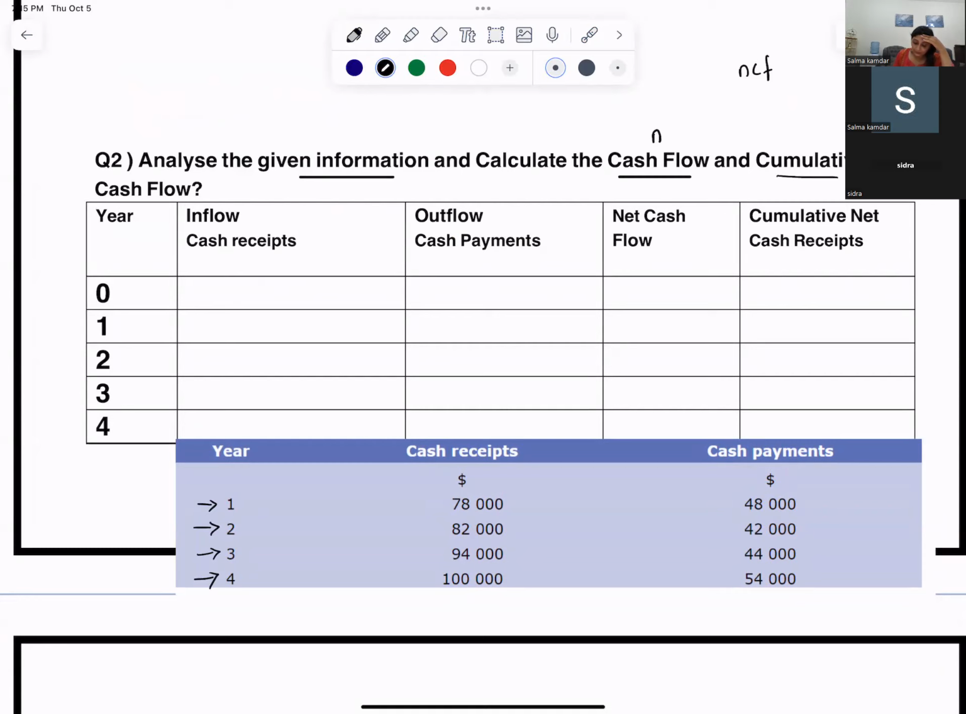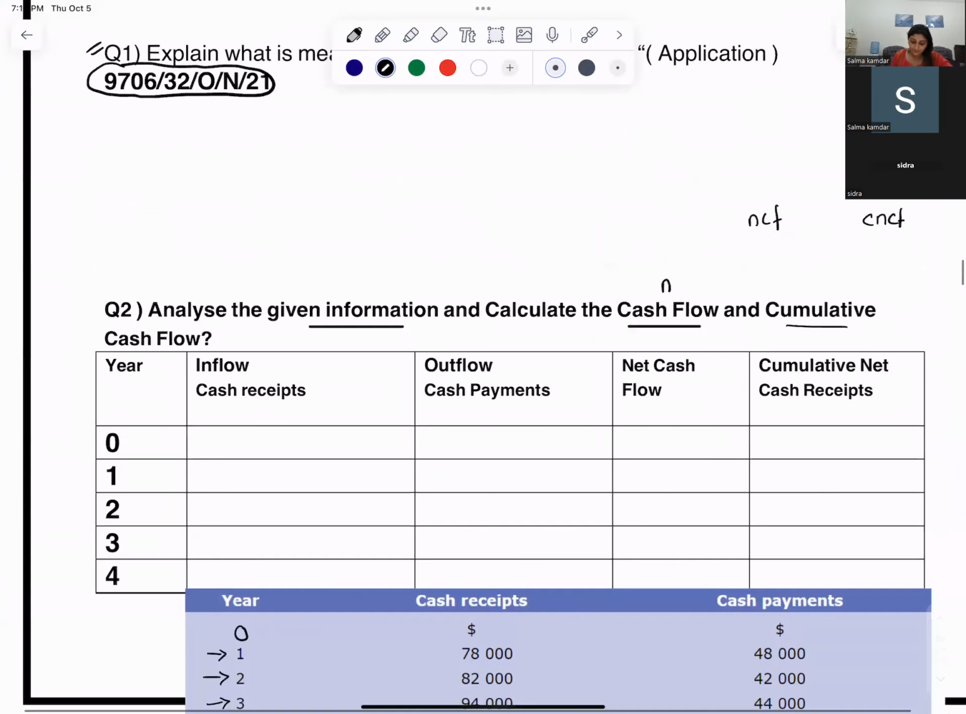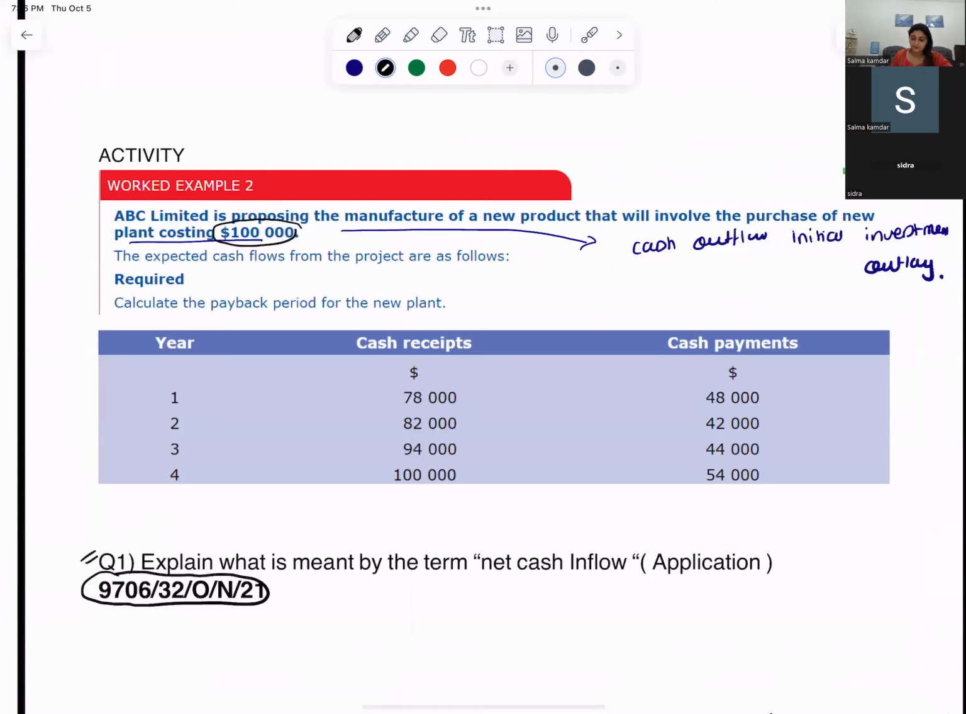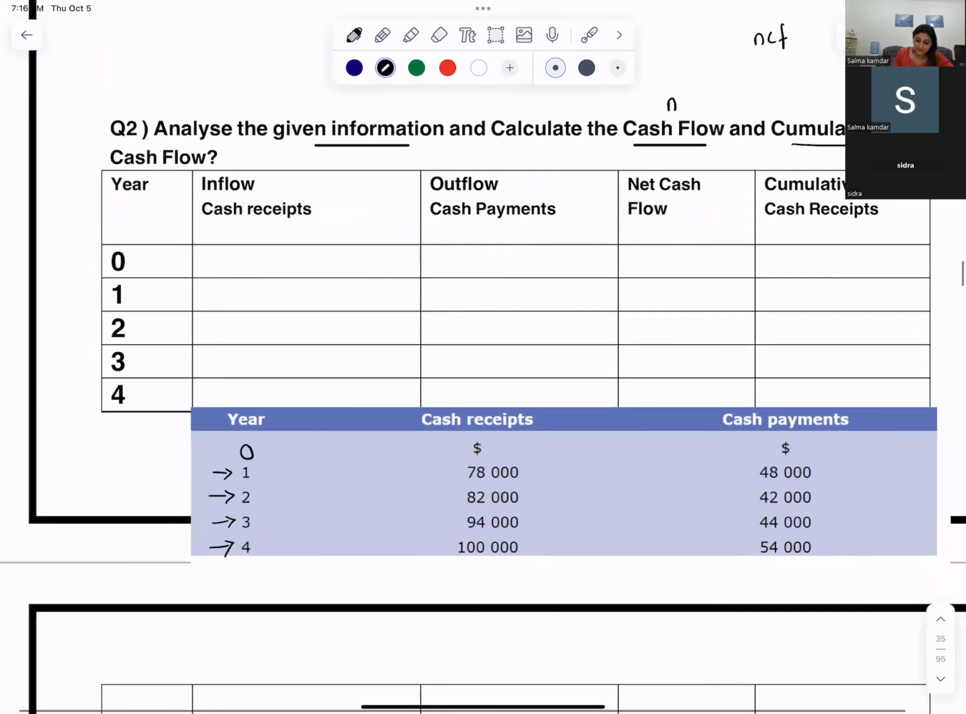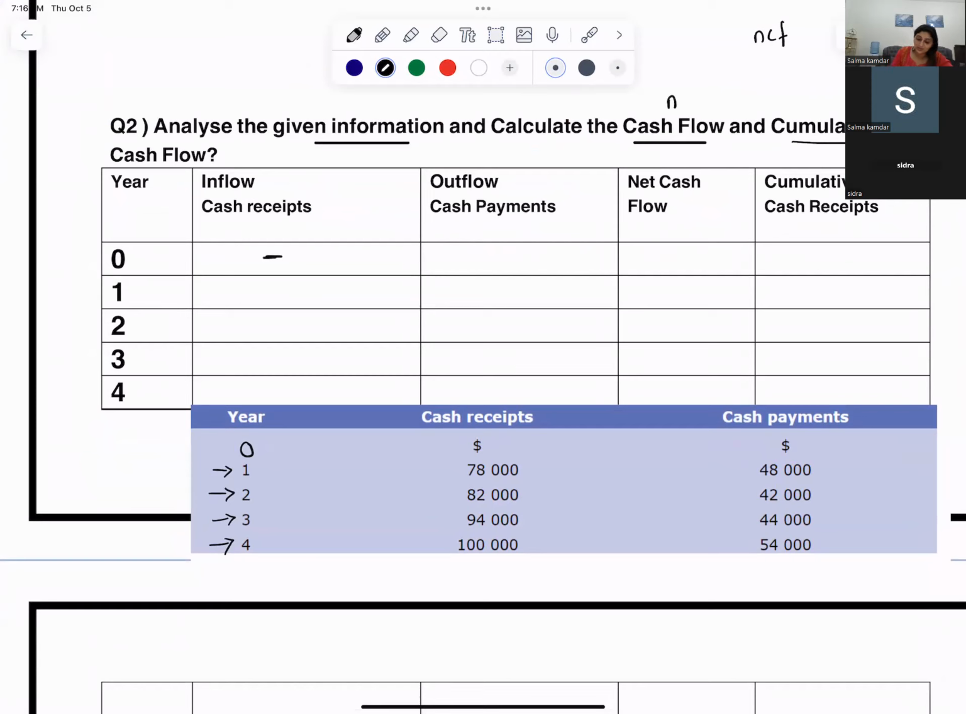You will add by yourself year zero. What does year zero say? This is your year in which you are making your initial investment. In year zero, you have your initial investment of how much? $100,000. So when you're making your initial investment, you have a cash outflow of $100,000. Your net cash outflow is $100,000, and your cumulative net cash flow is also $100,000.